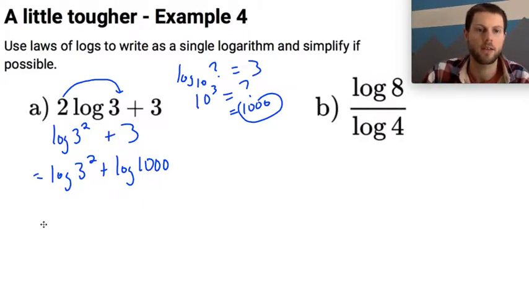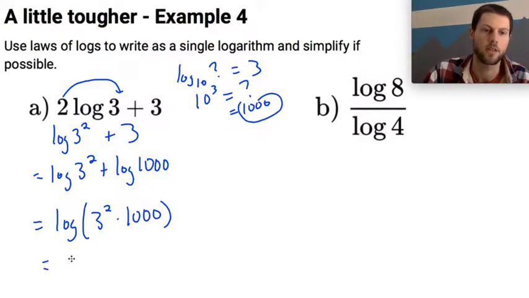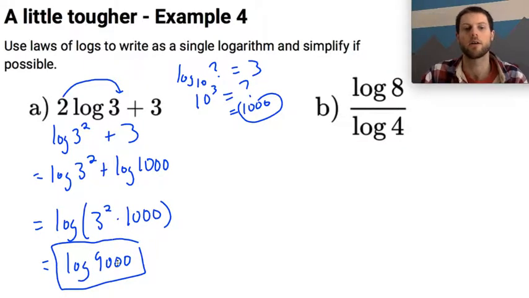So now that I have that squared away, I have log of the product 3 squared times 1,000. And I guess I could take this a little bit further. I could say this is equal to the log of, this would be 9 times 1,000, so this is the log of 9,000. So all of that mushed into one log looks like this. All right, let's take a look at this example.